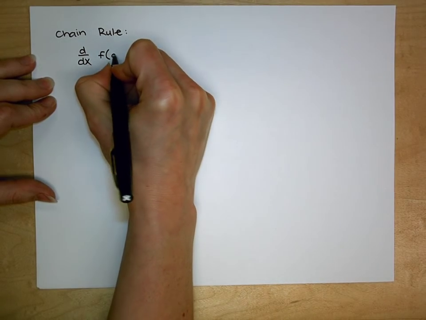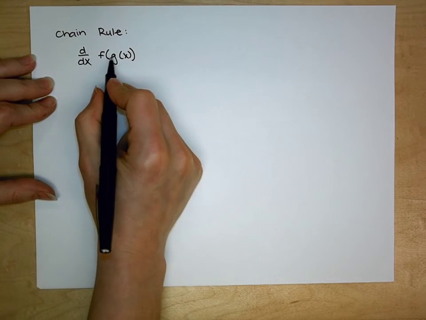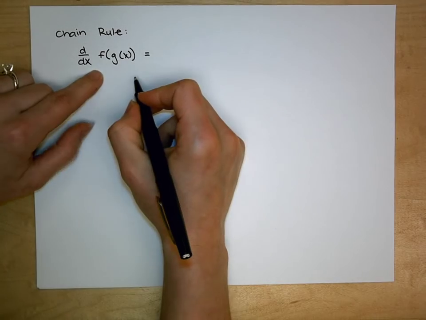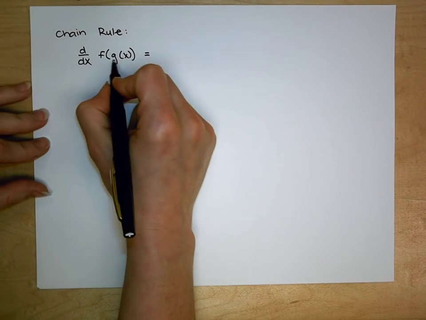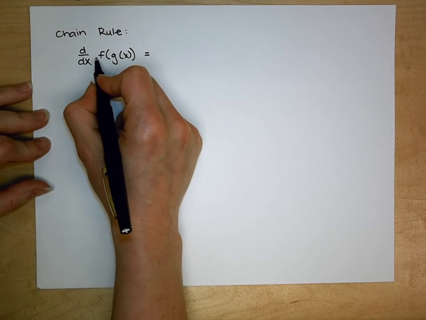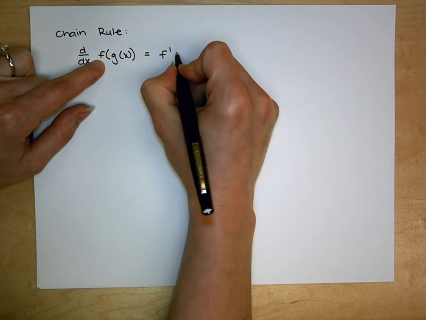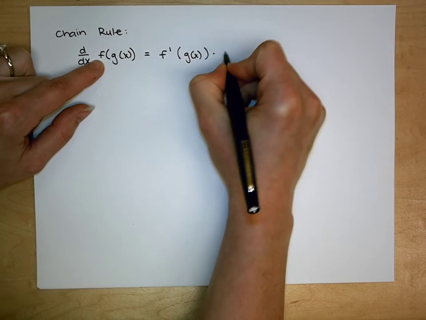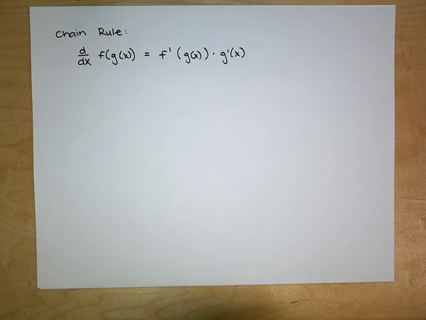So that is, if I have a function composed of two functions, f of g of x, then when I take the derivative, it is the derivative of the, so remember, outside inside is generally how we say it. So g of x is like the inside function, and f is like the outside function. So it's the derivative of the outside evaluated at the inside times the derivative of the inside. So that's what the chain rule is.